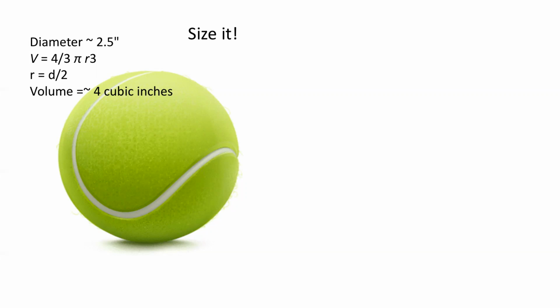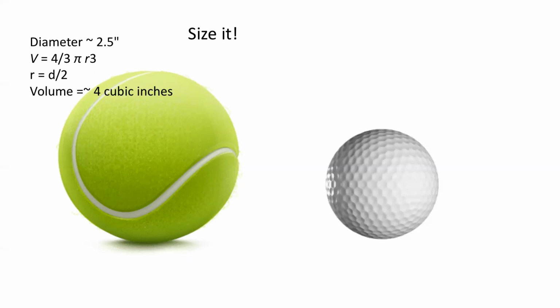Let's try another technique. If I gave you a golf ball and I asked you, can you tell me the size of a tennis ball compared to the golf ball? Now you can visually see, and from your experience, you can tell me something like the tennis ball is twice as big as a golf ball. And that seems very fine.